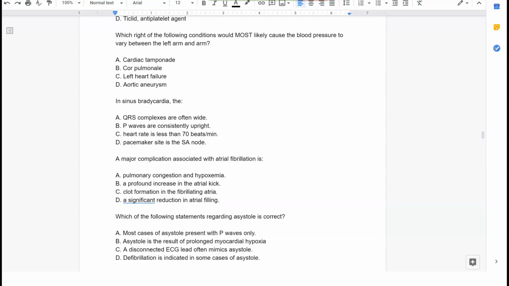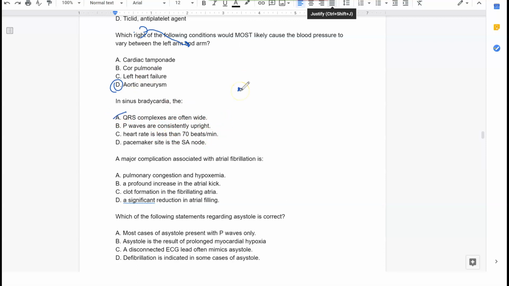Which of the following conditions would most likely cause the blood pressure to vary between the left arm and the right arm? I don't know how right got over there. Right arm, left arm. And we talked about this already, right? Aortic aneurysm.